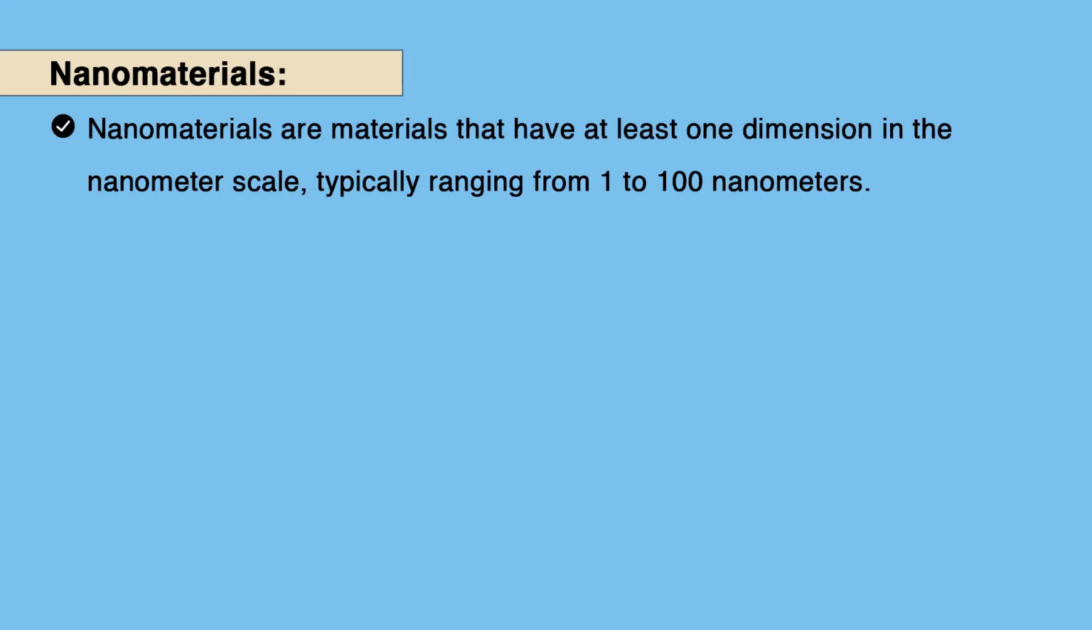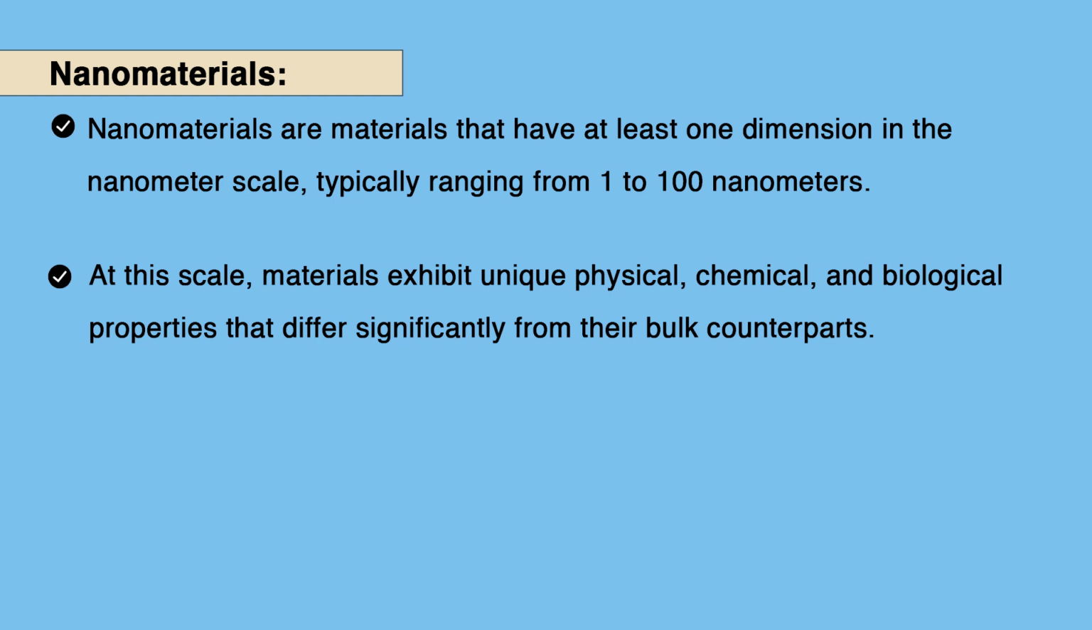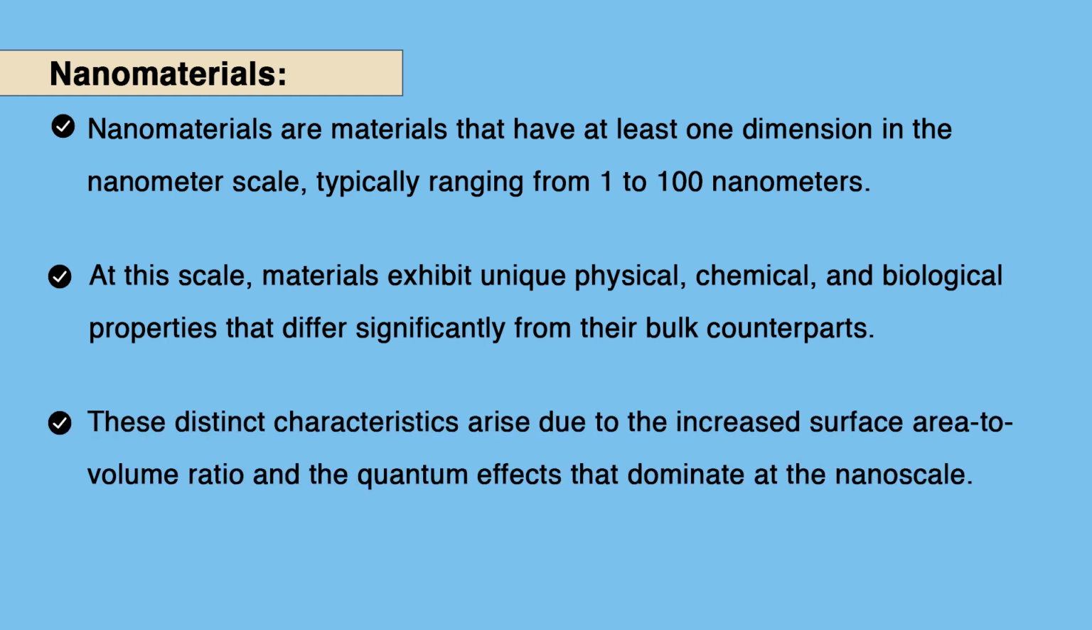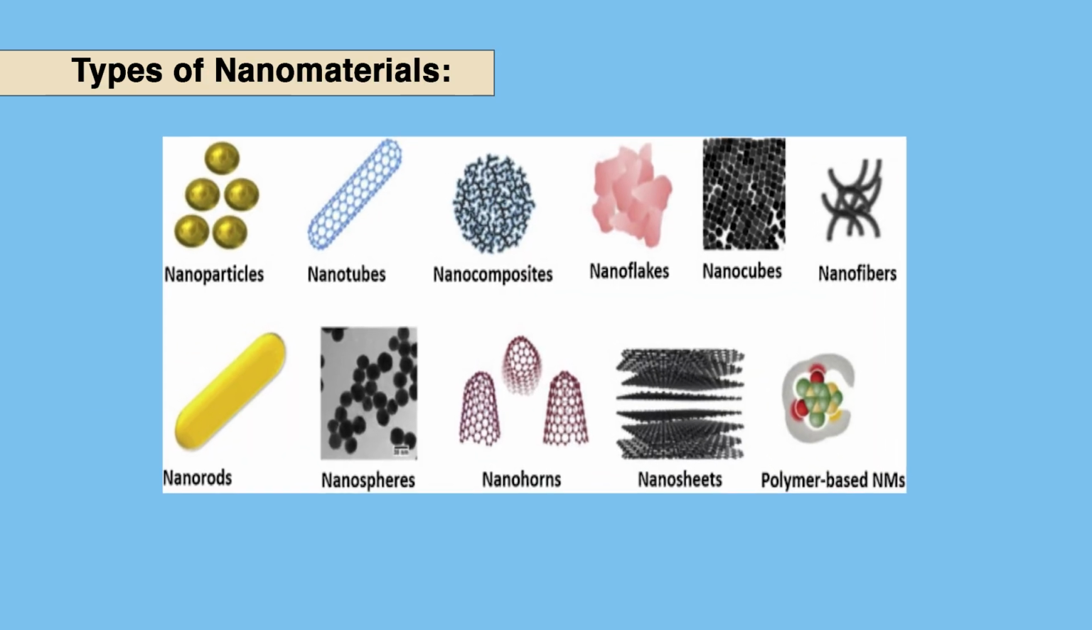Nanomaterials are materials that have at least one dimension in the nanometer scale, typically ranging from 1 to 100 nanometers. At this scale, materials exhibit unique physical, chemical and biological properties that differ significantly from their bulk counterparts. These distinct characteristics arise due to the increased surface area to volume ratio and the quantum effects that dominate at the nanoscale.